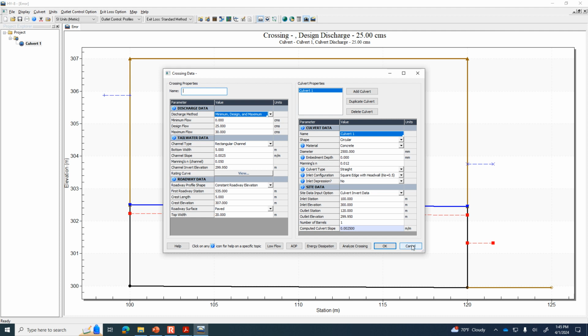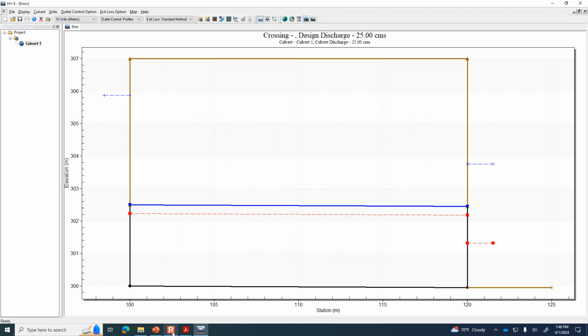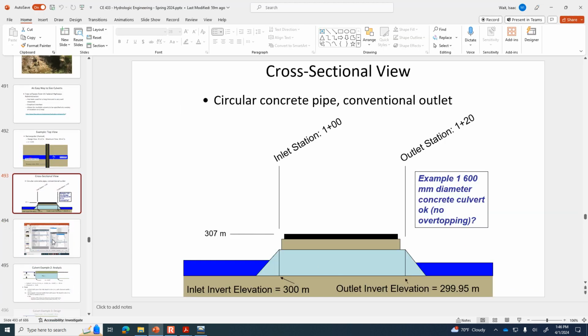It's a lot simpler to use now than it was back then. When I was learning HY8, it didn't really even have a graphical interface. It was a DOS-based program in those days. Let's look at this next example.